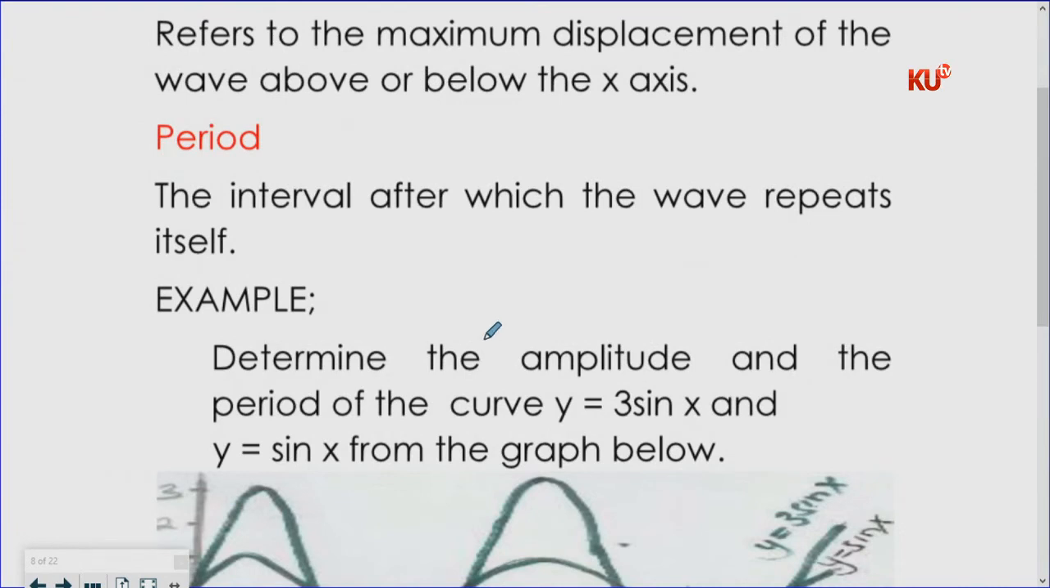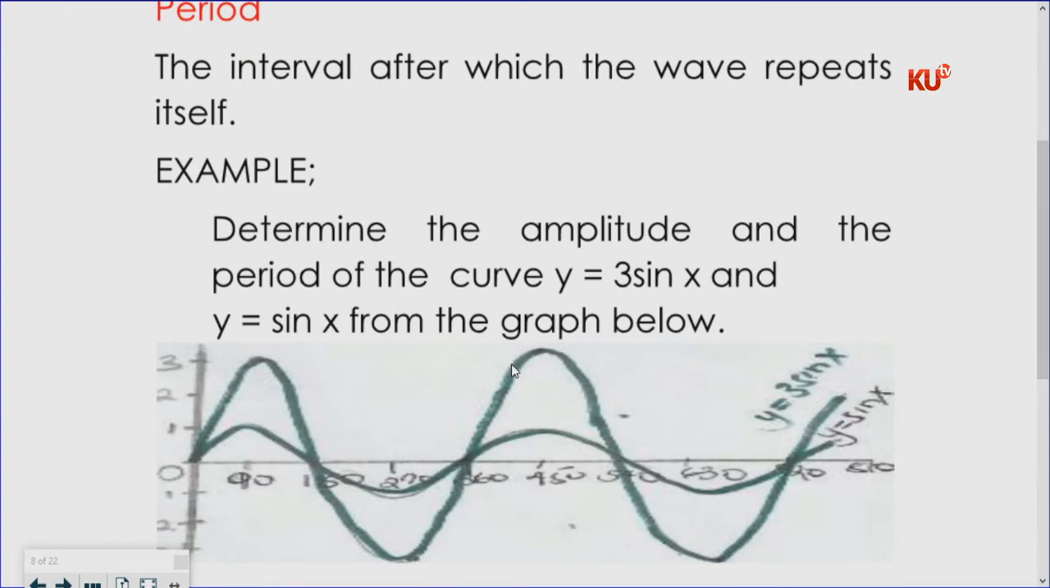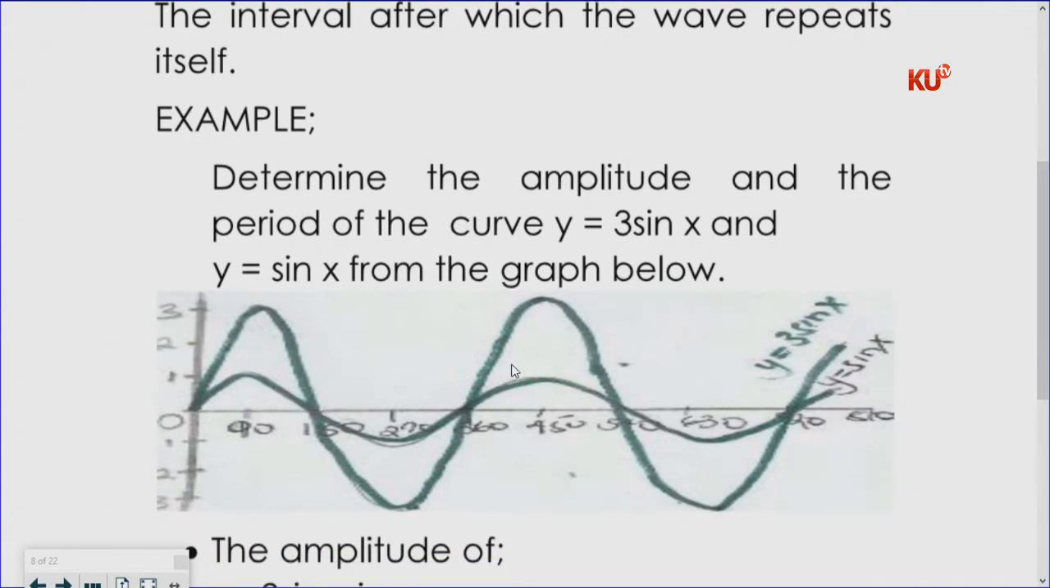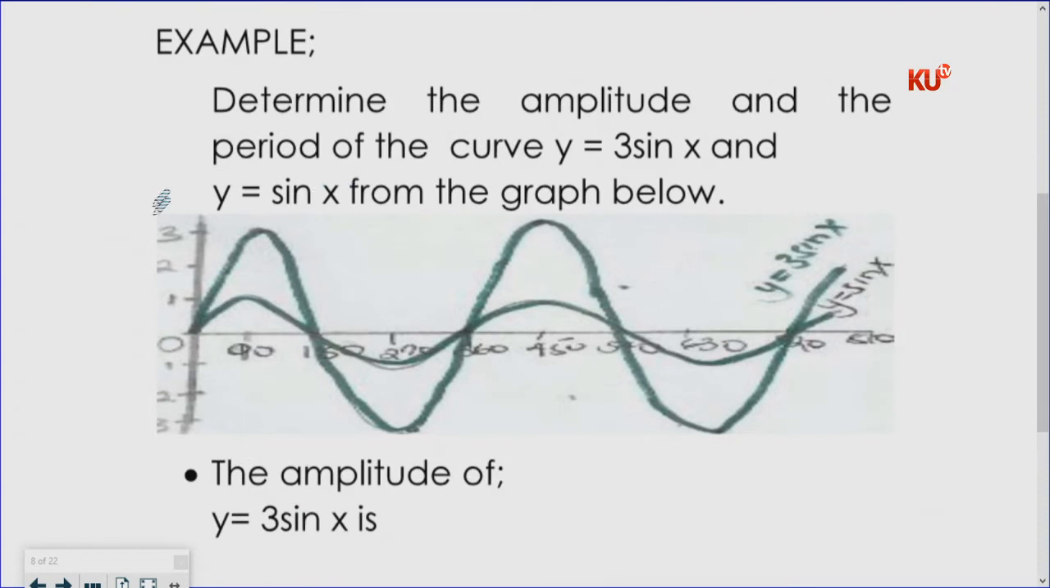You are asked to determine the amplitude and the period of the curve y is equal to 3 sine x and y is equal to sine x from this particular graph. So if you are given this graph, learner, and you are asked to get the amplitude of the first graph, this one here, y is equal to 3 sine x. So this is the graph of y is equal to 3 sine x. That is it. So how do we get the amplitude?